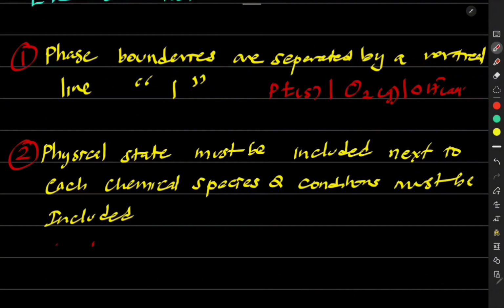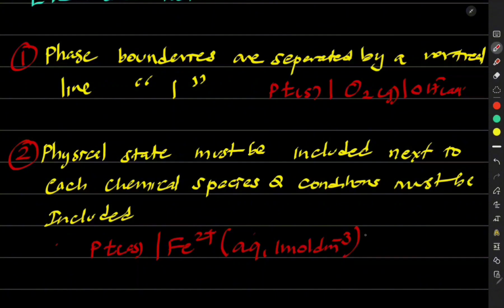Redox electrode: Pt solid, interface, Fe2 plus aqueous, and the conditions are 1 mole dm minus 3, in brackets, aqueous, 1 mole dm minus 3, interface, Fe3 plus aqueous and 1 mole dm minus 3. If the temperature or atmospheric pressure are given, you should also mention those.